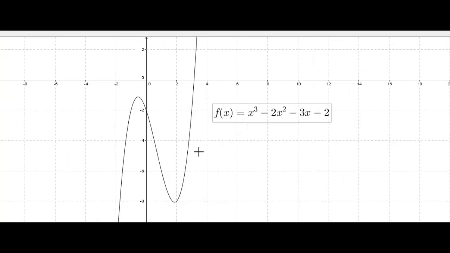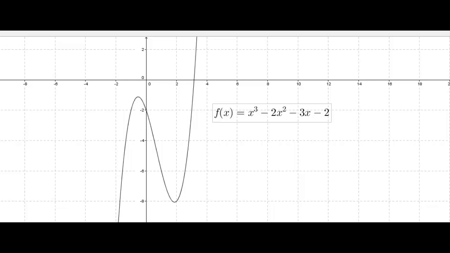Now let's look at a cubic function, f of x equals x to the third minus 2x squared minus 3x minus 2, and we're going to look over the same interval from -1 to 3. Visually, you can see that there is a local maximum and a local minimum on this function. It looks like one is somewhere between 0 and -1 in x, and the other is somewhere slightly before 2. At both these maximums and minimums, the slope is going to be 0.